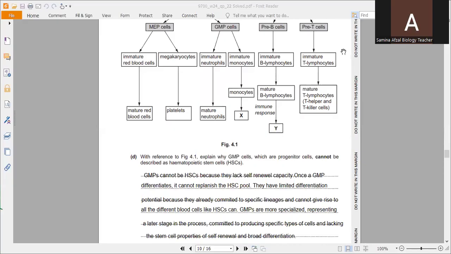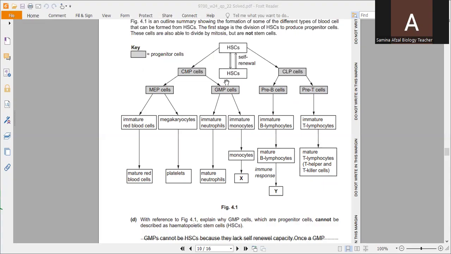Here you can see that HSCs possess a unique ability to self-renew, meaning they can divide and create more HSC cells, ensuring a constant supply of stem cells throughout life. The diagram shows HSC dividing to produce more HSC self-renewal cells. Let me move back to the diagram. Yes, you can see here the self-renewal cells.